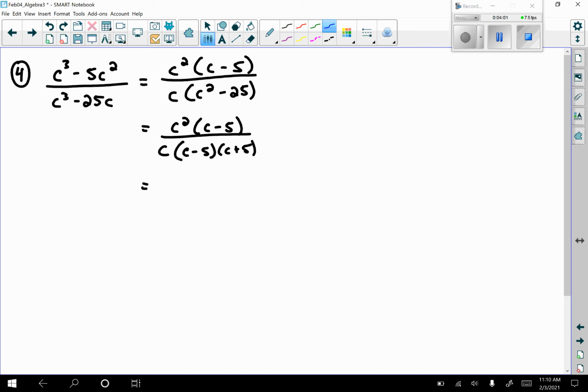Again, let's state our restrictions. So this c cannot equal a 0. It's a monomial. This c here cannot equal a 5. And then this c here cannot equal a negative 5. So what's going to cross out? Well, the c minus 5s. And then where do we have more c's of the monomials? Up top. So I'm going to just cross these out. We're just going to be left with 1 c up top. So our final answer is going to be c over c plus 5.